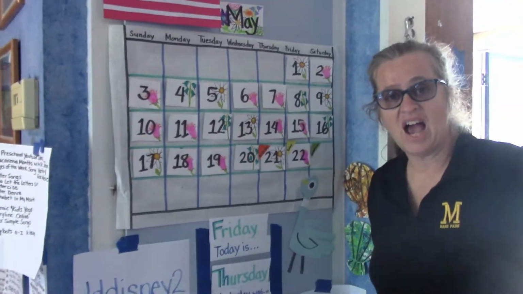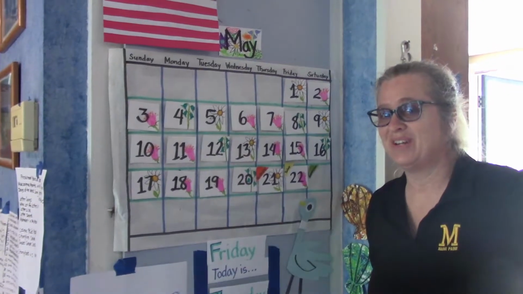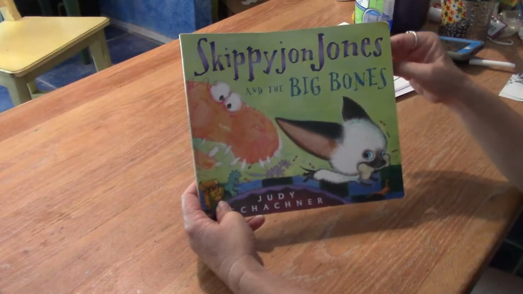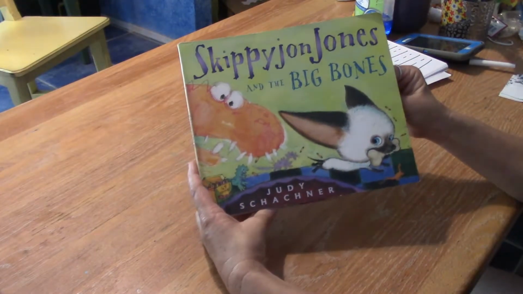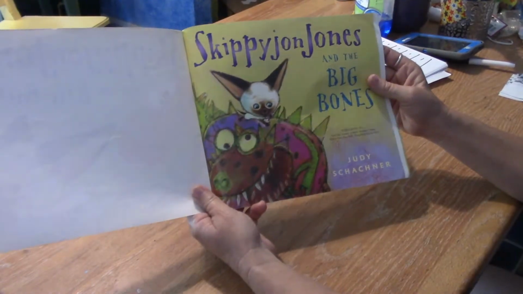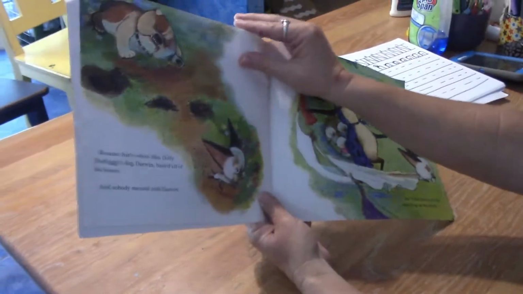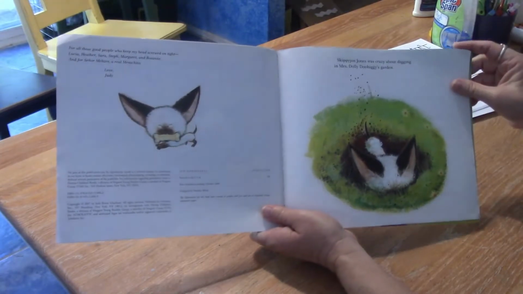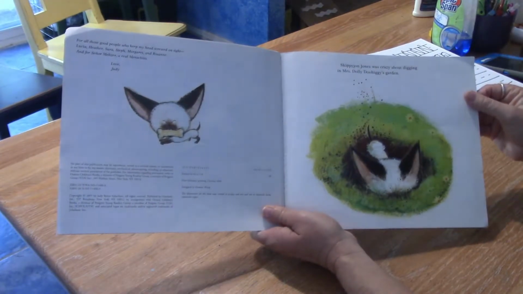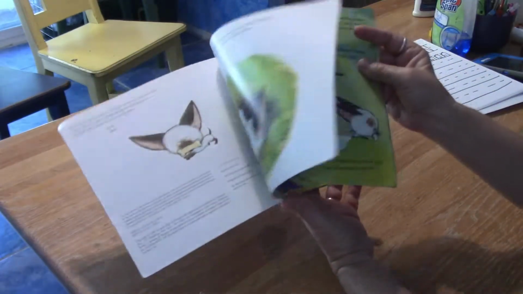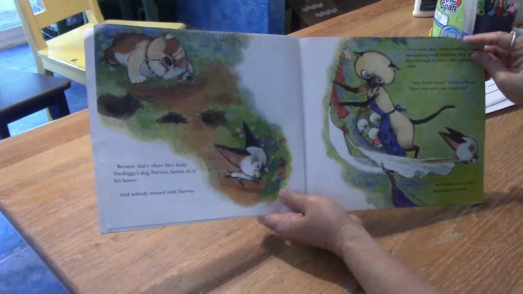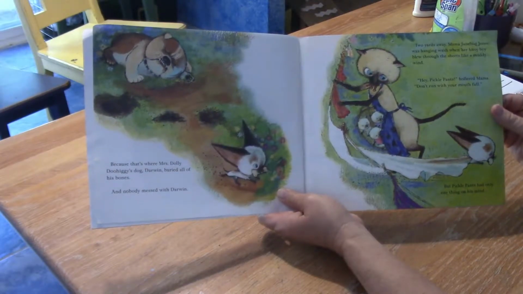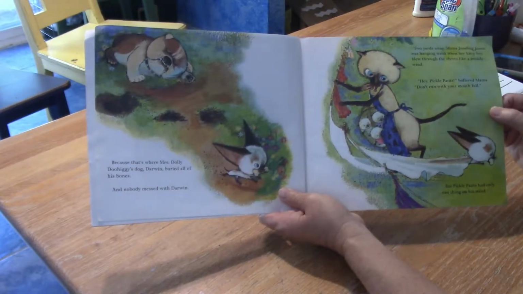That must mean it's time for a story, and I got a great story today. Today's book is Skippy John Jones and the Big Bones. I love Skippy John Jones. So let's get started. Skippy John Jones was crazy about digging in Mrs. Dolly Doohiggy's garden. There he is. Because that's where Mrs. Dolly Doohiggy's dog Darwin buried all of his bones, and nobody messed with Darwin.